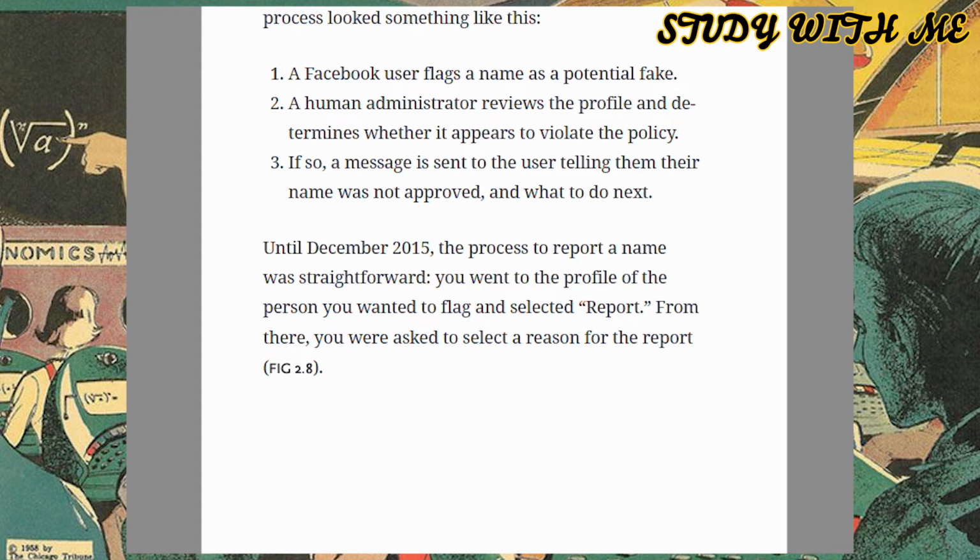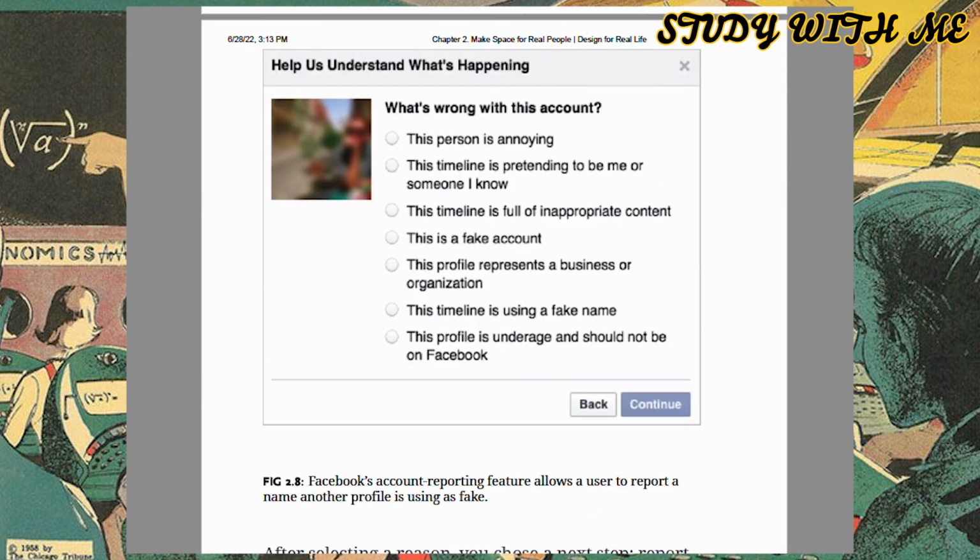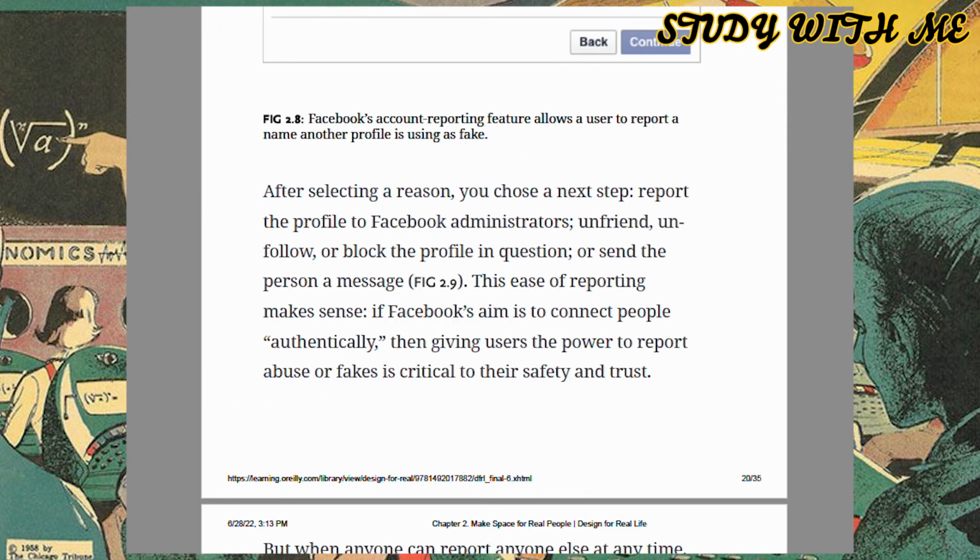After selecting your reason, you chose the next step: report the profile to Facebook administrators, unfriend, unfollow, or block the profile in question, or send the person a message. This ease of reporting makes sense if Facebook's aim is to connect people authentically, then giving users the power to report abuse or fakes is critical to their safety and trust.